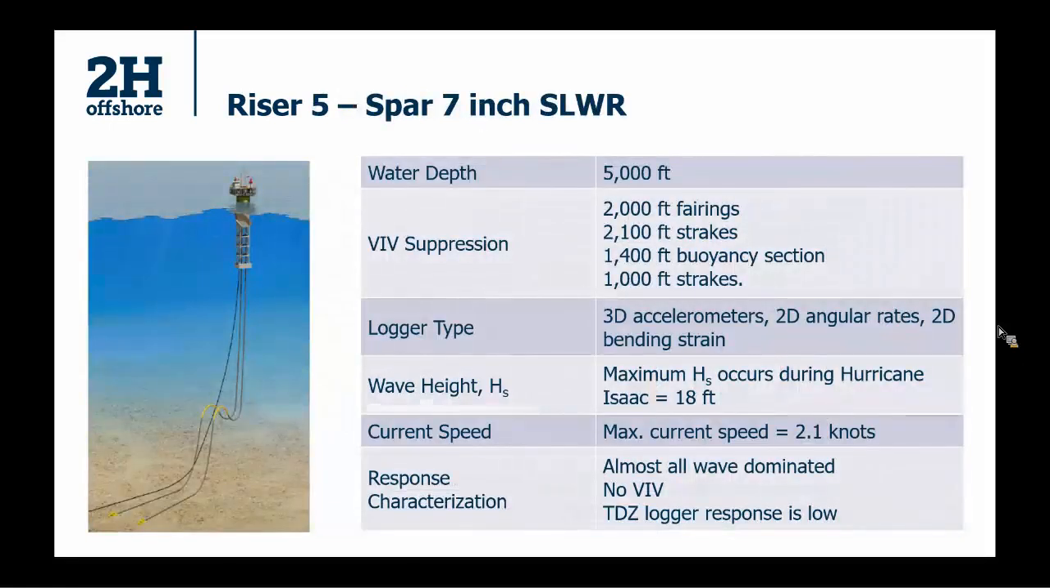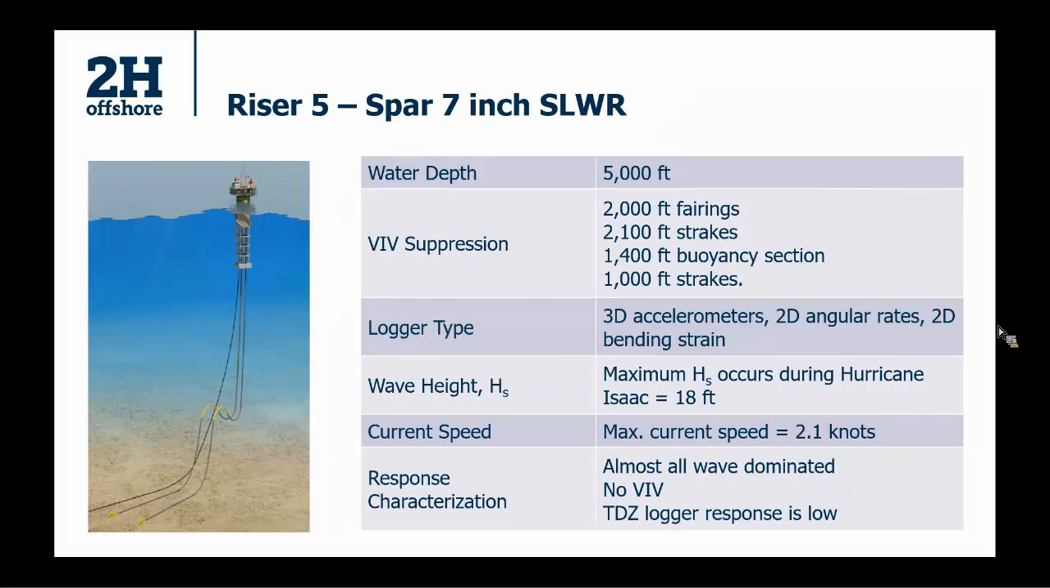Next is riser 5, which is last but not least. This is a lazy wave riser, and it is almost entirely covered by strakes or fairings, except for the buoyancy section, which is not suppressed. And the data we got is the Hs was almost day to day, except for Hurricane Isaac, where it went up to 18 feet. Max current speed was observed to be 2.1 knots.